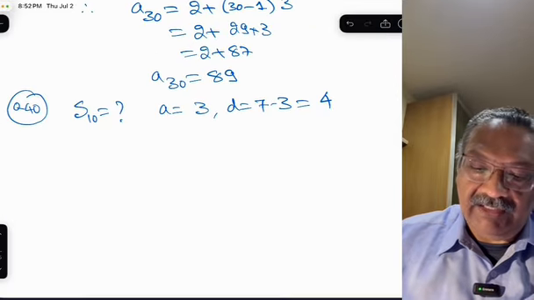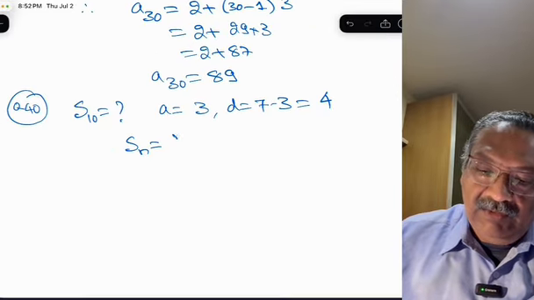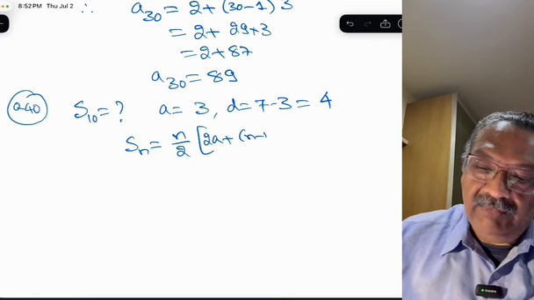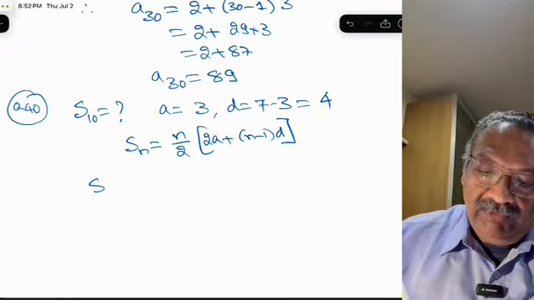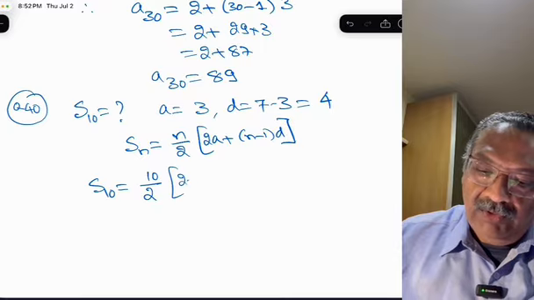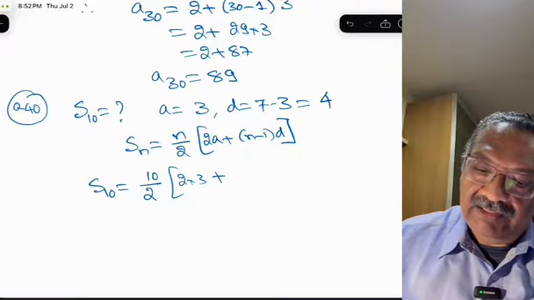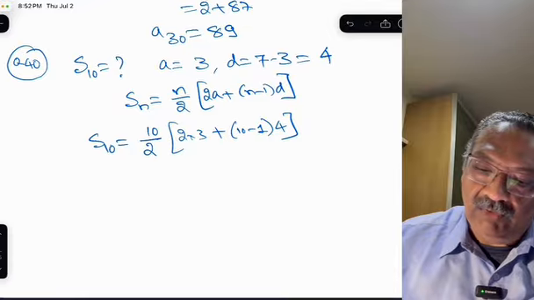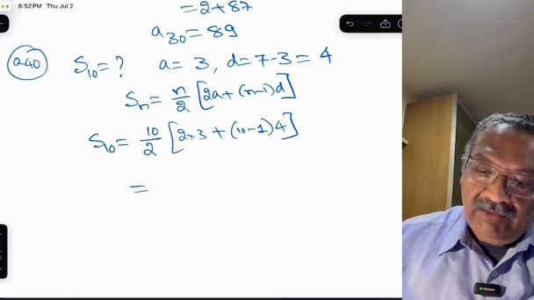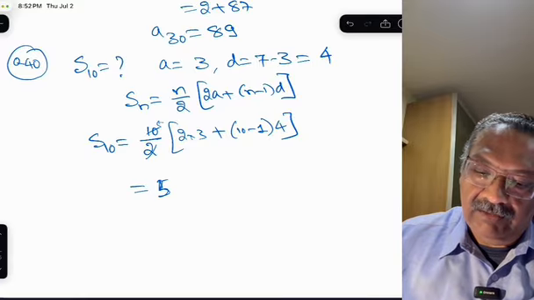What is the formula for Sn? Sn is equal to n by 2 into (2a plus (n minus 1) into d). We want S10, which is equal to 10 by 2 into (2 into 3 plus (10 minus 1) into the common difference 4). I will take out 10: 2 ones are 2, 5s are 5.